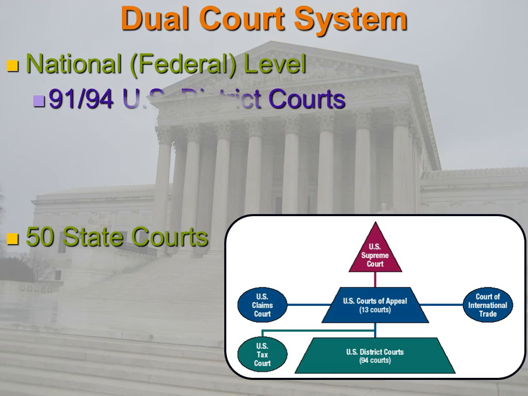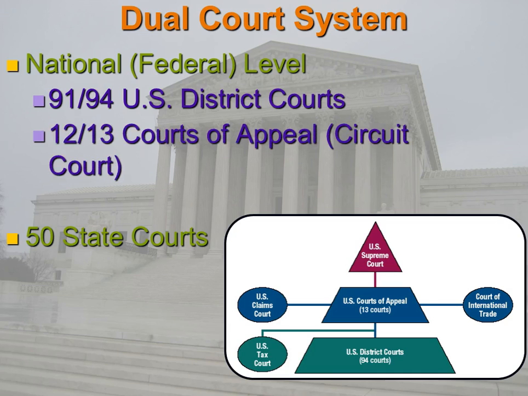If we look at our diagram of the court system, there are 91 or 94 U.S. district courts. It gets confusing. Some books say 91, some books say 94. We're not going to get into the intricacies of why, but just understand it depends on how you count the courts. Either one will be acceptable on the test. Then we've got 12 or 13 courts of appeal, sometimes known as circuit courts. Same thing, it depends on what book you look at. Some say 12, some say 13. And then, of course, we've got one Supreme Court of the United States, and that makes up the national court system, or what we call the federal courts.